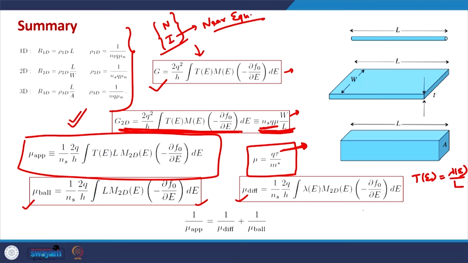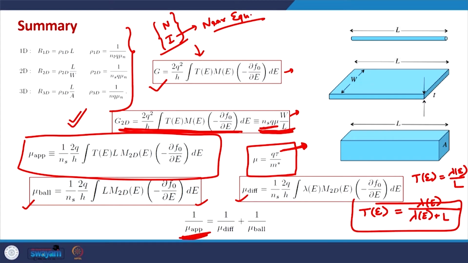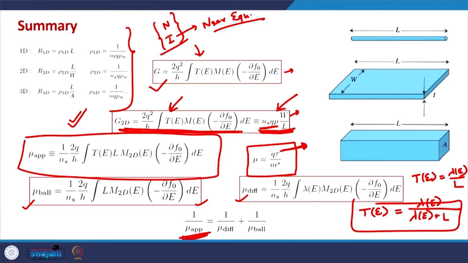And finally, in a more general case, when we take the diffusion transmission coefficient to be lambda E divided by lambda E plus L, in that case the mobility, which is now written as apparent mobility, because this mobility comes from our analysis by comparing this fundamental equation of conductance with the classical equation of conductance. So, that is why it is the apparent mobility. It does not come from the basic physics. It is defined by comparing a classical expression to the expression that we obtain from our analysis. So, that way it is called apparent mobility, and this apparent mobility in a general case can be written as 1 by mu apparent is 1 by mu diffusion plus 1 by mu ballistic. So, this is what we have seen.